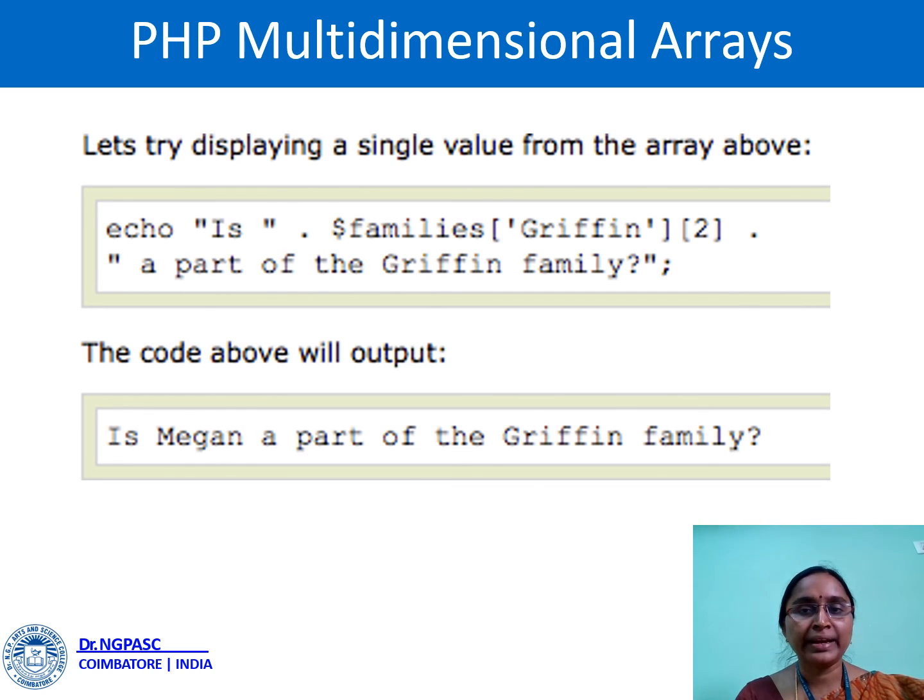We can display a single value using the following echo statement: echo "Is " . $families[0][2] . " a part of the Griffin family?" That is, the value at Griffin index 2 is Meg. So Meg is the value of the Griffin 2 index, and this will be displayed on the output screen. The output will look like this: Is Meg a part of the Griffin family? Likewise, the output will be displayed for multidimensional arrays.